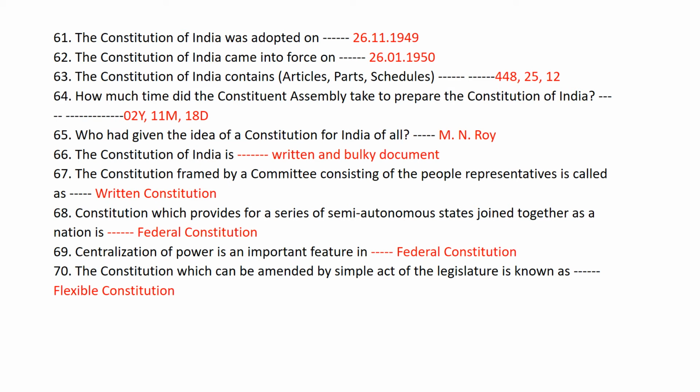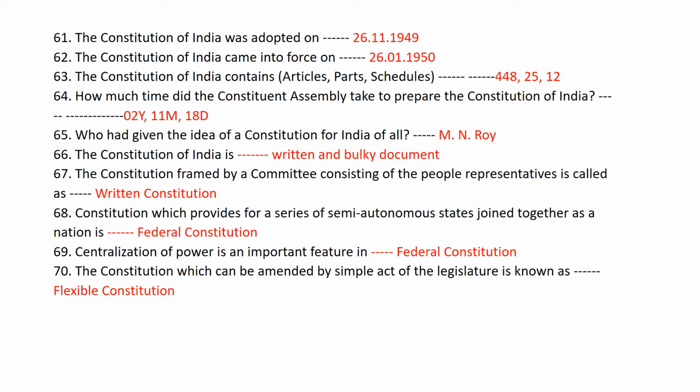The Constitution of India came into force on 26 January 1950. The Constitution of India contains how many articles, parts, schedules? 448 articles, 25 parts, 12 schedules. How much time did the Constituent Assembly take to prepare the Constitution of India? 2 years, 11 months, 18 days. Who had given the idea of a constitution for India first of all? M.N. Roy. The Constitution of India is a written and bulky document.